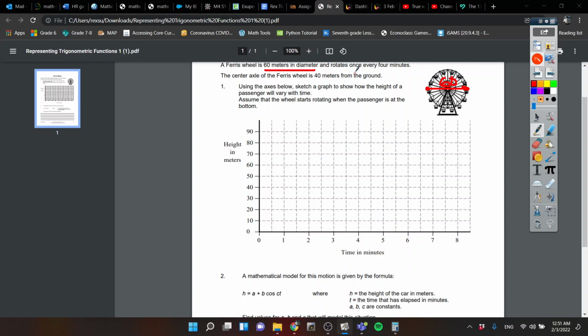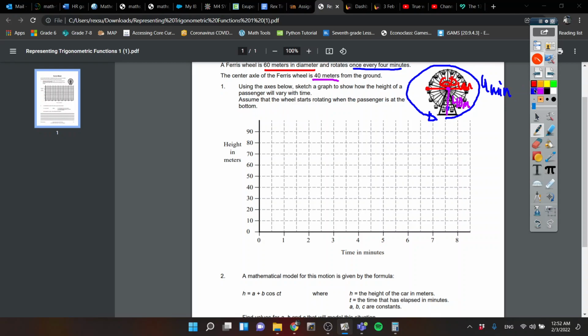Okay, good. And it rotates once every 4 minutes. So maybe I'll say this point here goes all the way around every 4 minutes. And the center axis of the Ferris wheel is 40 meters off the ground. So from here to the ground is 40 meters. And I guess maybe I should put meters on my 60. Great. So using the axes below, sketch a graph to show how the height of a passenger will vary with time. Assume the wheel starts rotating when the passenger is at the bottom.